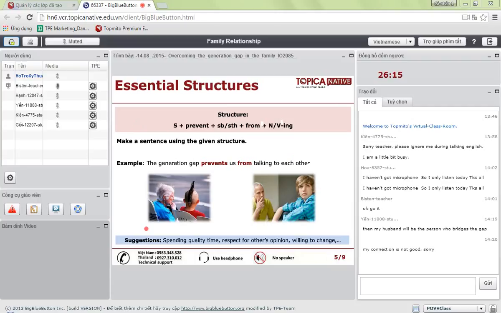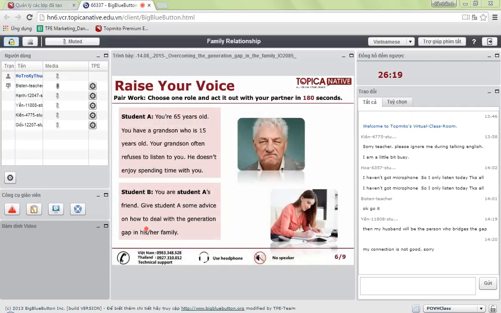Yes, that's correct. Okay. And we continue to the conversation. In the conversation, student A, you are 65 years old, you have a grandson who is 15 years old, your grandson often refuses to listen to you, he doesn't enjoy spending time with you. And student B, you are student A's friend, and give student A some advice on how to deal with the generation gap in his or her family. All right, as it's just two students in this lesson today, we will have only one conversation between Yen and Gioy. So we're starting ladies first. Yen, can you be the student A? So you are 65 years old, and Gioy, you are the friend of student A.